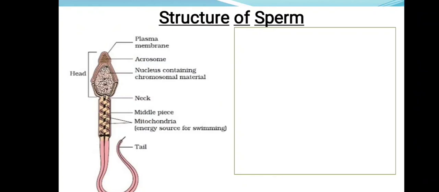where it is differentiated into different regions. You could make out the different regions of the sperm, that is head region, neck region, middle piece and the tail region. Let us study these regions one by one. Here we go with the head region of the sperm.